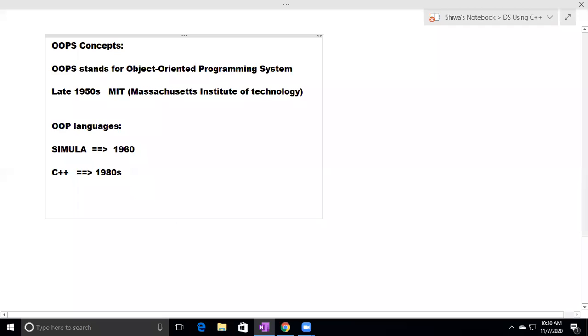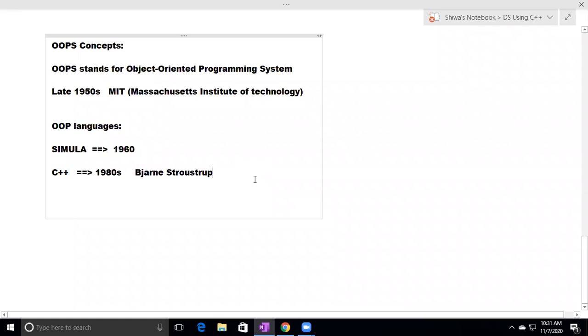You already know Bjarne Stroustrup. Bjarne Stroustrup developed C++ and introduced this language in the 1980s. So this is an object-oriented programming language.